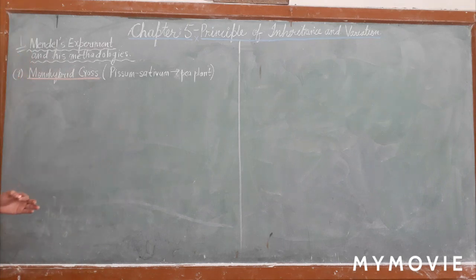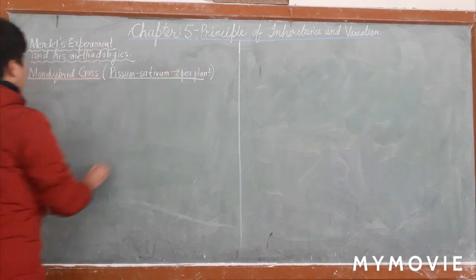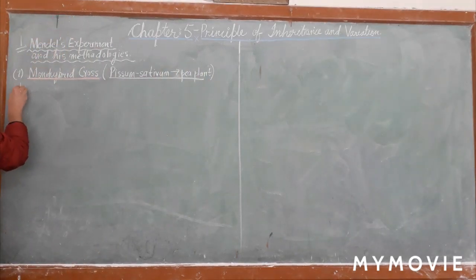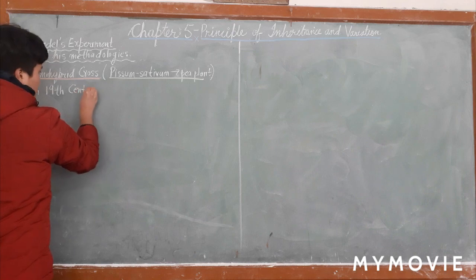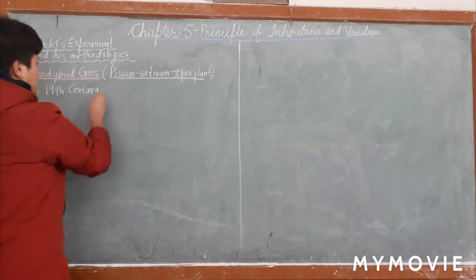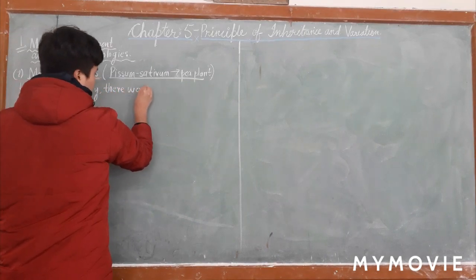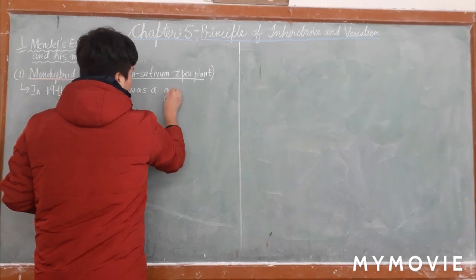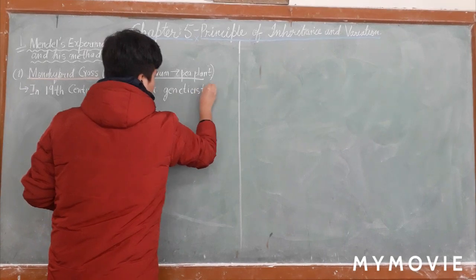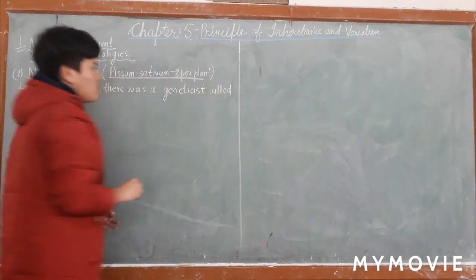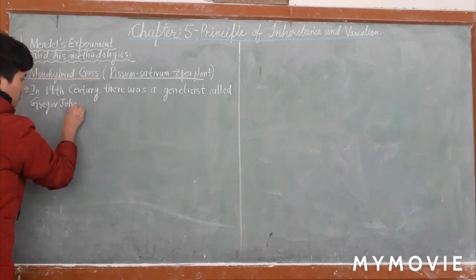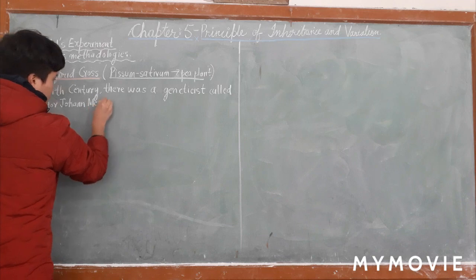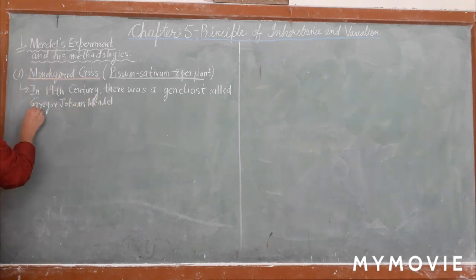In the early time, okay, in the 19th century, there was a scientist, you can say geneticist, called Gregor Johann Mendel. Okay, so actually he was a priest, but along with that he was also a scientist.